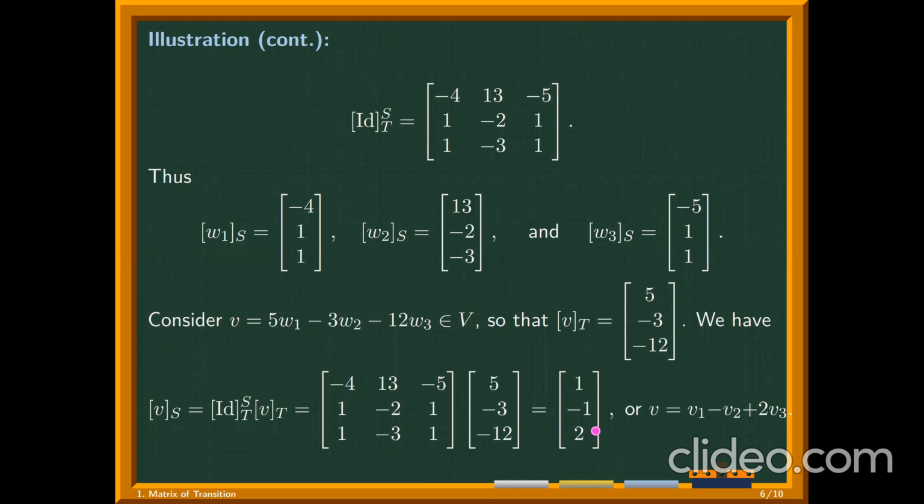In other words, as a linear combination of elements from S, V is equal to 1 times V1 plus negative 1 times V2 plus 2 times V3. And this is actually consistent with the initial representation for V as a linear combination of vectors in S.